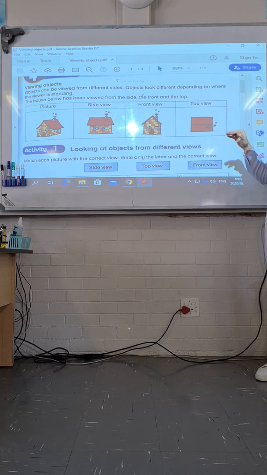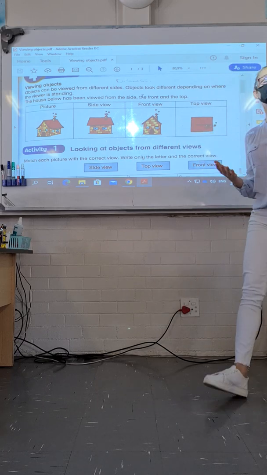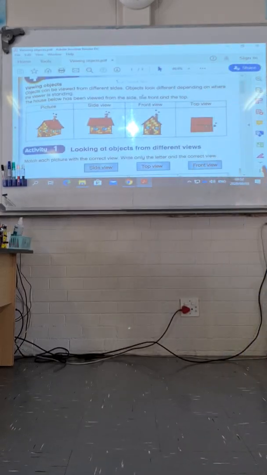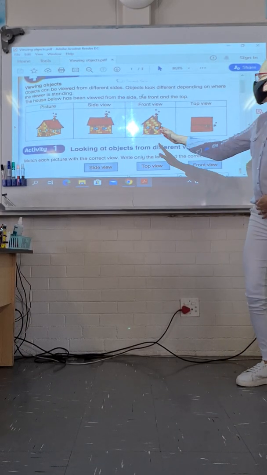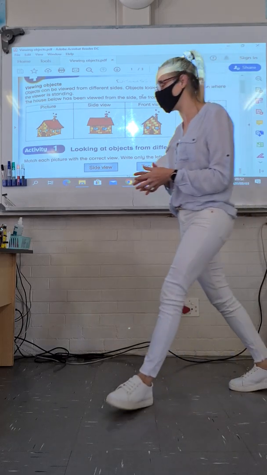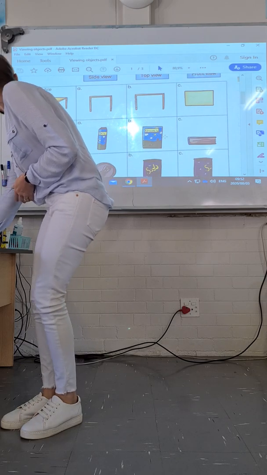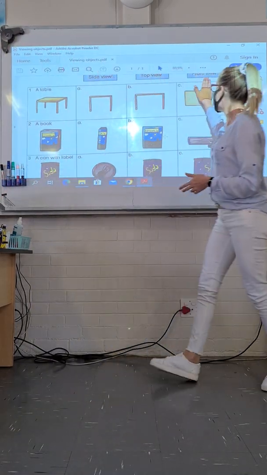So objects can be viewed from different sides, depending on where you are standing. If I was flying a drone, I would see the top. If I was walking up to the house for the first time, I would see the front door, and obviously walking around, the side. So those are views you should all be quite familiar with. As we go down, you can see we've got side view, top view, front view.